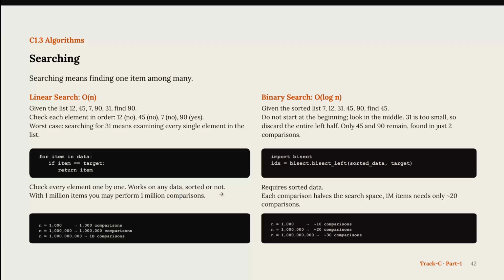With 1 million items, you may perform 1 million comparisons. That's why it's of the order of n. If you had 1000 elements, in the worst case scenario, which is what big O notation describes, you will be doing 1000 comparisons. Imagine the element being the last. If the number of elements is 1 million, you will be doing 1 million comparisons. If there are a billion elements, you will be doing a billion comparisons. So that's why the order of n is applicable for linear search.